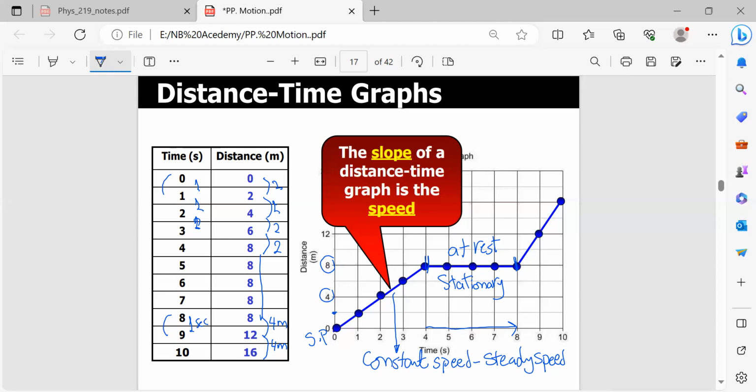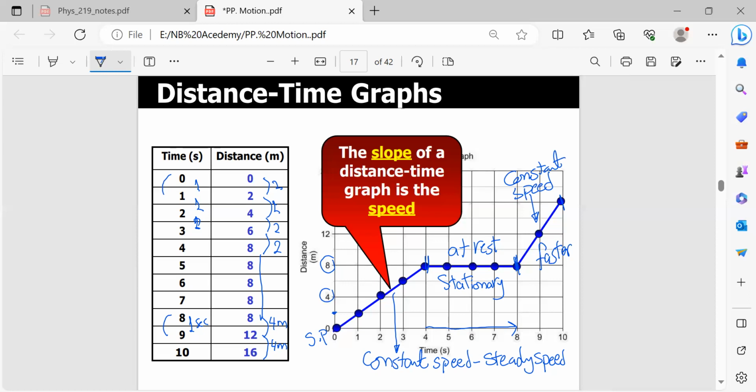But if we compare this section of the graph with the first part, we will find that from 8 to 10, the body was moving faster. How? Because the body covers 4 meters in 1 second, but in the first part, the body was covering only 2 meters in 1 second. So here the body is still moving with constant speed, but faster than section 1, the first section of the graph.